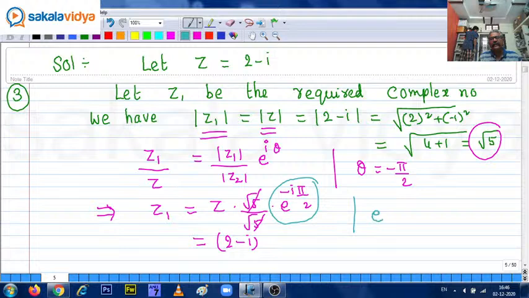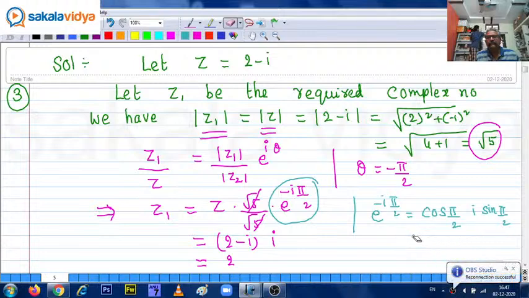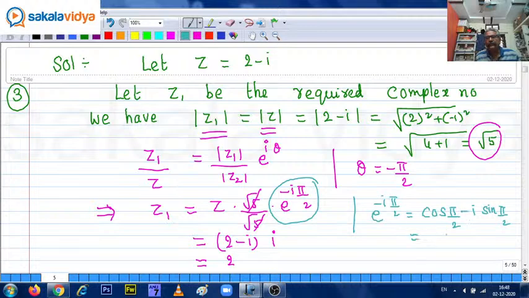See, by Euler's formula, e power i pi by 2 is nothing but cos pi by 2 plus i sin pi by 2. This is the cis theta form. So for minus pi by 2, we have cos pi by 2 is 0, minus i into 1, that is minus i.